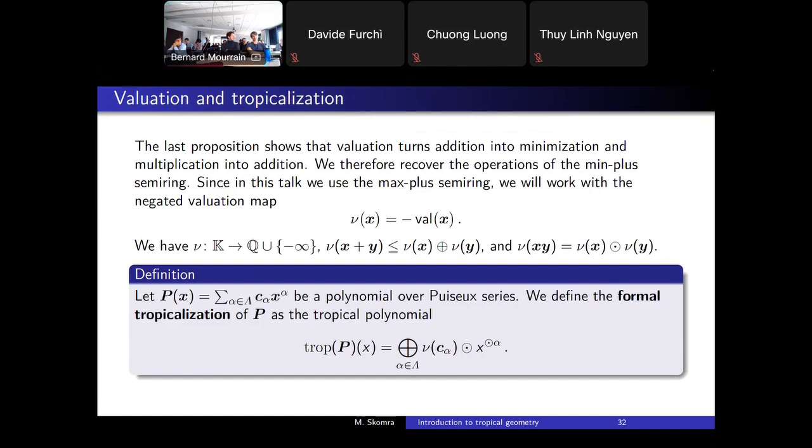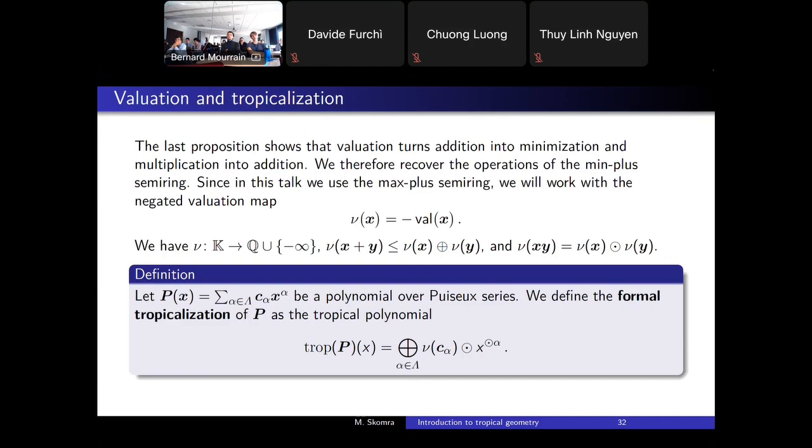By polynomial over Puiseux series, you mean that each c alpha is a Puiseux series? Yes, the coefficients are Puiseux series. Okay. So it's a polynomial whose coefficients are Puiseux series. Each of these coefficients has some valuation, and I will just apply this valuation, and I get a new thing, and I will interpret this new thing as a tropical polynomial. Okay.